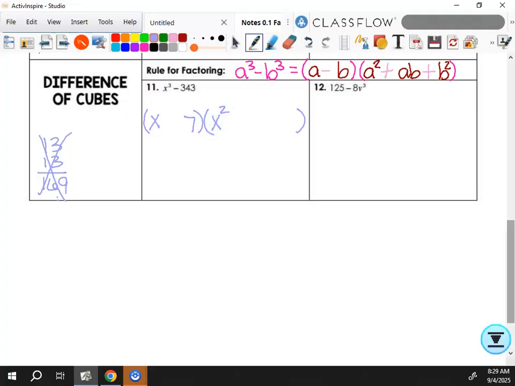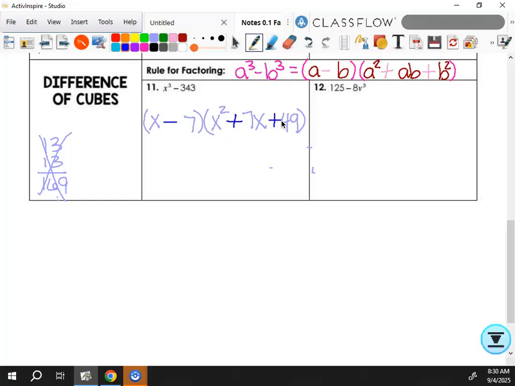What's the middle one? 7x, good. And the last one is 7 times 7, good, 49. Okay. Then you worry about the signs. Now, the cube root of negative 343 is negative 7, but I don't want you to think about that as a negative 7 in there, because then that's going to cause you to do weird things in the middle. So you get all that stuff in there, then you worry about the signs. And this is minus, so it's same, opposite, always positive.